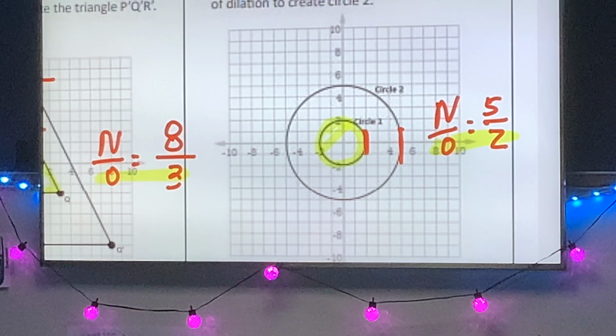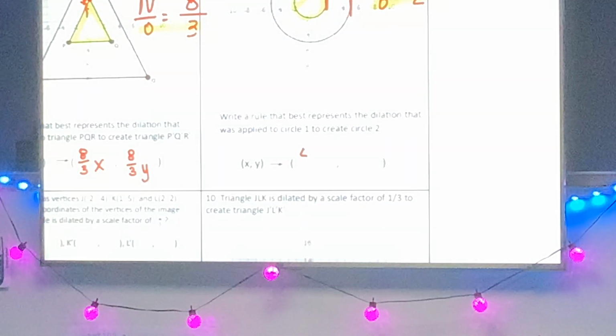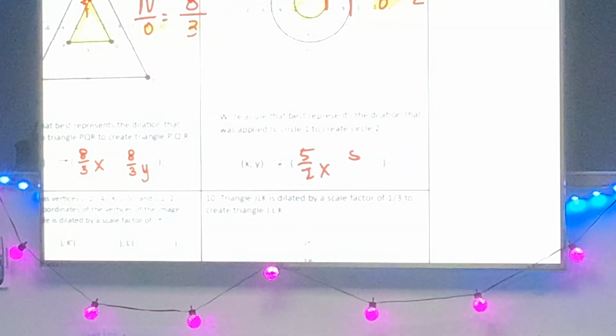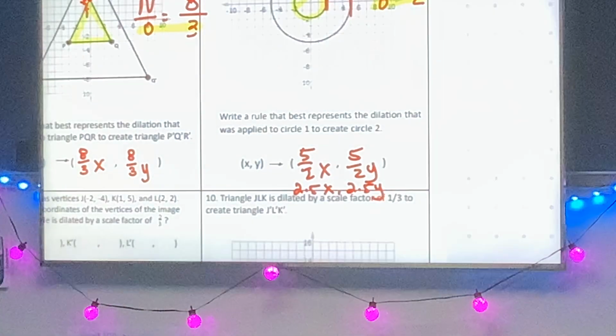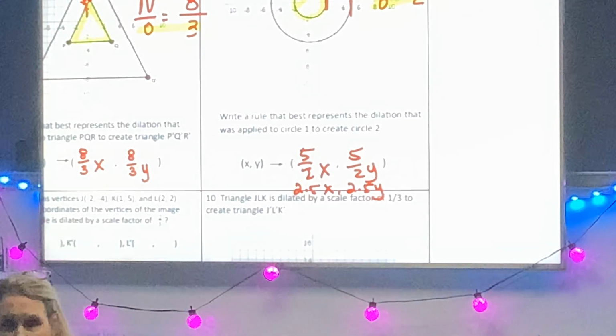5/2. Now, this one does come out to a pretty decimal. So I want you to know if it comes to a pretty decimal, you can totally write the pretty decimal. What is 5 divided by 2? 2.5. So you can totally write 5/2x, 5/2y, or 2.5x, 2.5y. Either one is correct. Okay, star test, they would take either one.